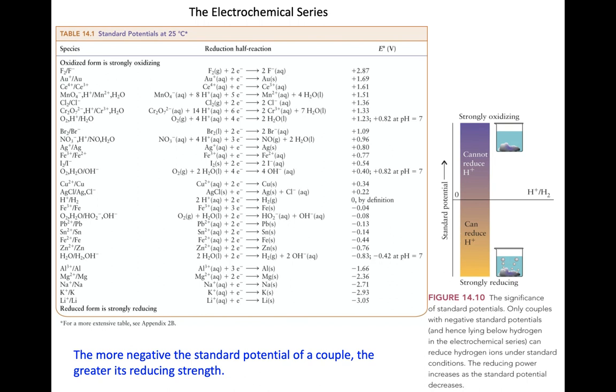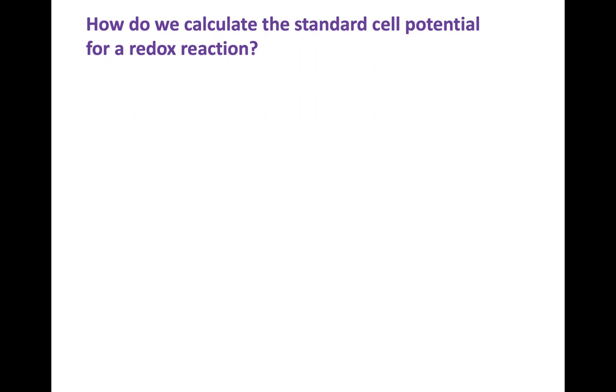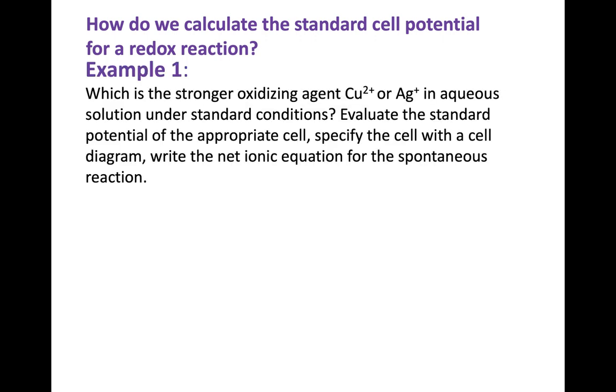We're going to think about how we can use this table to figure out what's going on in a whole galvanic cell. How do we calculate the standard cell potential for a whole redox reaction? Here's an example using the electrochemical series. Which is the stronger oxidizing agent, copper 2 plus or silver plus in aqueous solutions under standard conditions? Then we're going to evaluate the standard potential of the appropriate cell, specify the cell with a cell diagram, which we learned about in the last video, and write the net ionic equation for the spontaneous reaction.